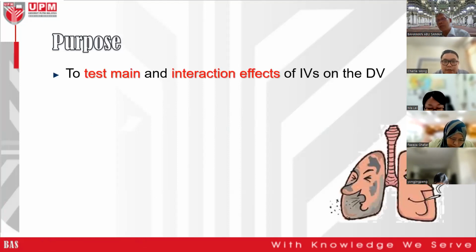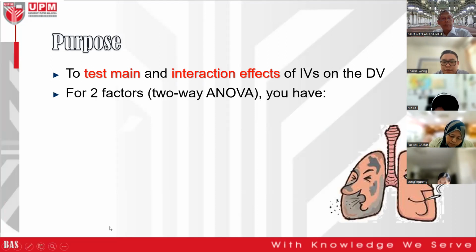The purpose here will be, we want to test the main effect as well as the interaction effect. The main effect is the effect of the factor on the DV, the individual factor. The main factor here will be your independent variable, factor 1 on DV, factor 2 on DV, factor 3 on DV. In addition to that, you can also test the interaction effect of the IVs on the DV, interaction between the independent variables on the dependent variable Y.